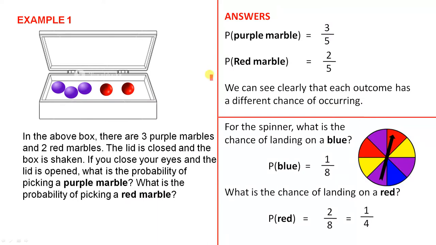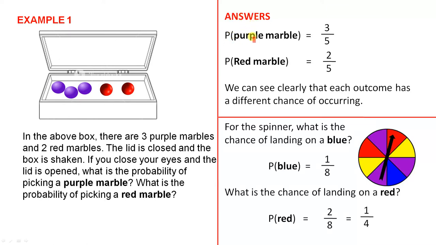Example 1. In the above box there are 3 purple marbles and 2 red marbles. The lid is closed and the box is shaken. If you close your eyes and the lid is opened, what is the probability of picking a purple marble? What is the probability of picking a red marble?